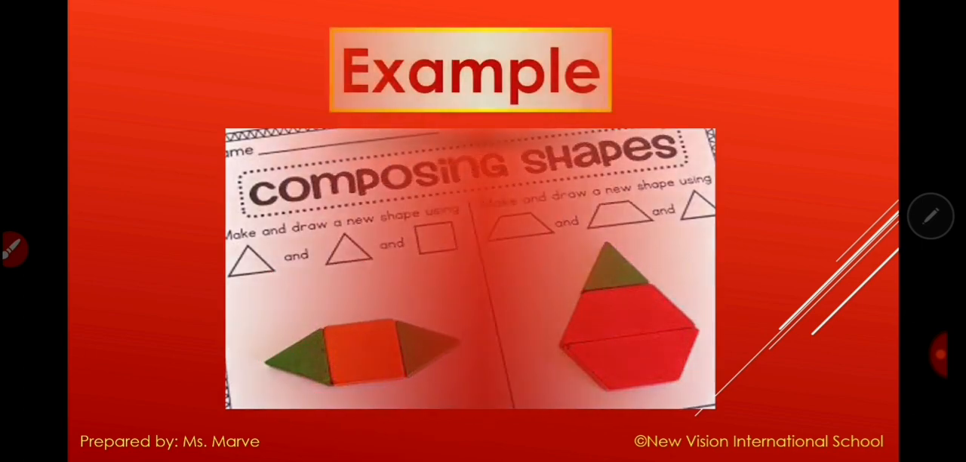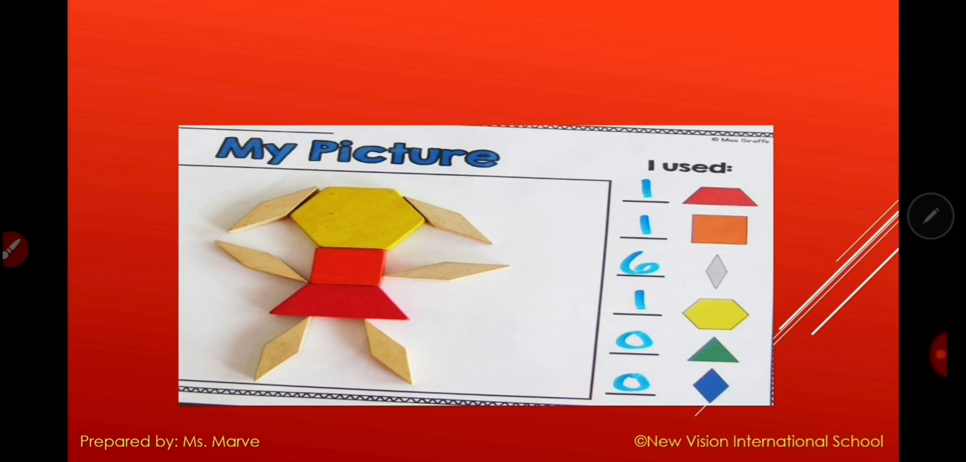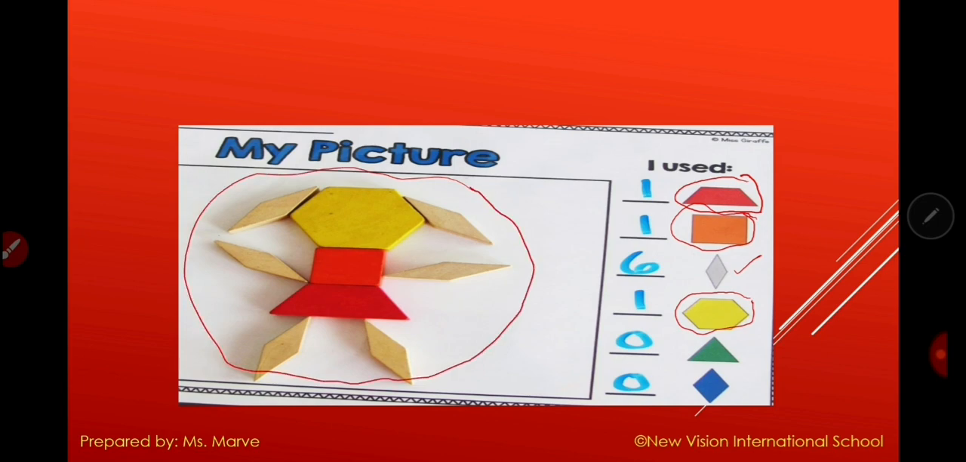Okay, next, another example. This picture is composed of one rectangle, 6 rhombus, 1 hexagon, and one shape like this. When you put it together, this will be the shape.